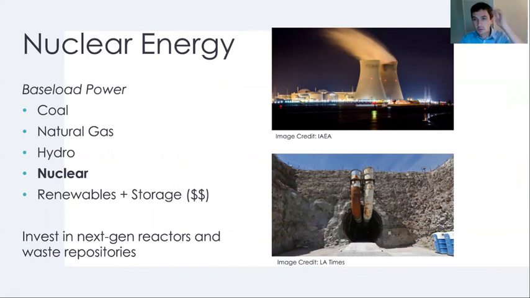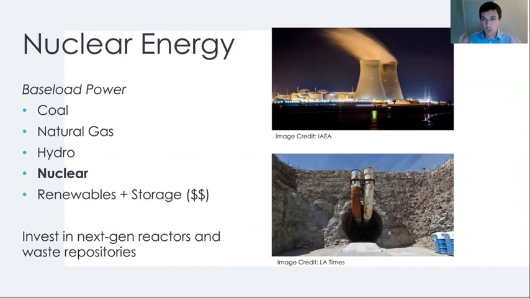So there's this term I'll throw out there, baseload power. This is power generation that is controllable by the utility. Like wind and solar are not controllable. You have it when you have it and you don't when you don't. But something like nuclear, coal, natural gas, hydro, those are fairly controllable. You decide when to turn it on and when to turn it off.